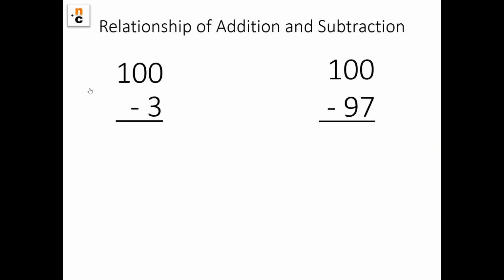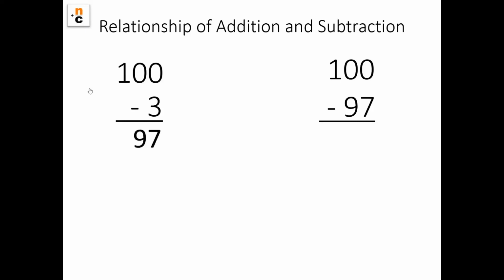One of the misconceptions or basic skills that are missing that a lot of students have is they don't understand the relationship between addition and subtraction. Here's a good example of this. If you're asked, students, what's 100 minus 3? Most students will be able to say, well, it's 97. They go 100, 99, 98, 97.